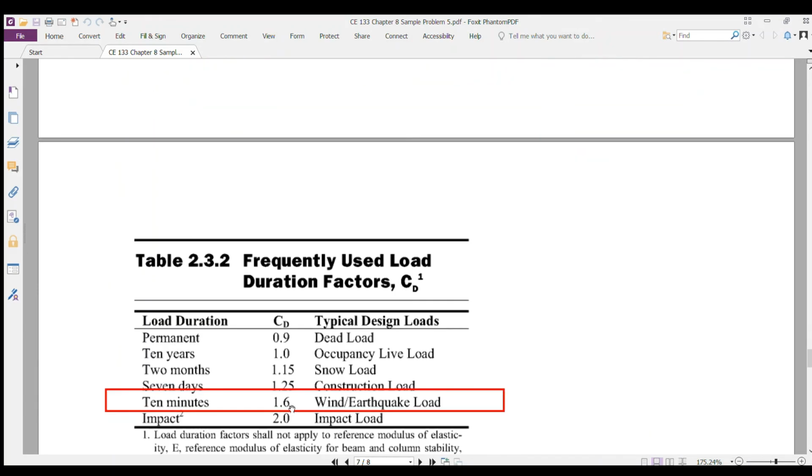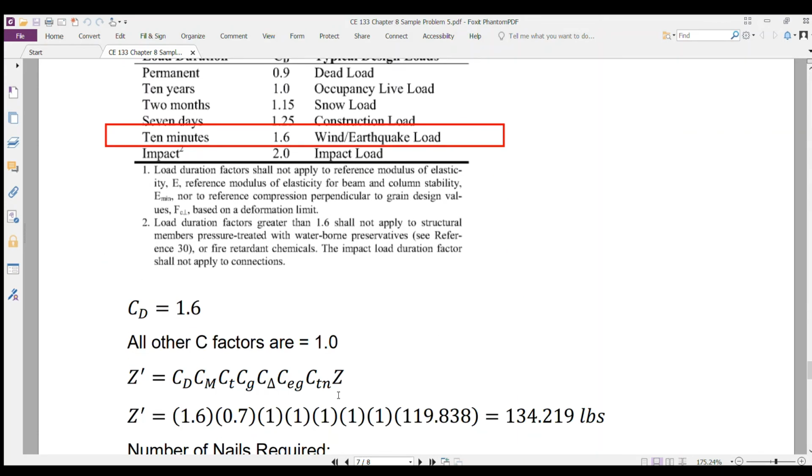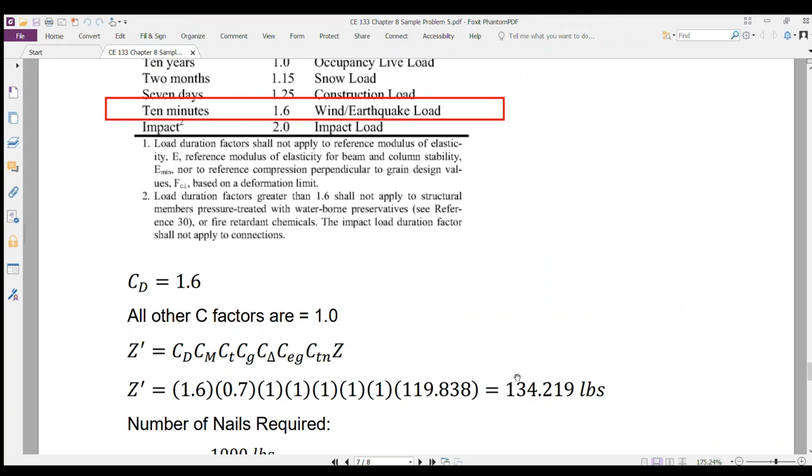Next, from table 2.3.2, we have the wind load, so we have the value of 1.6 for C sub D. All other factors are 1.0. Getting Z prime is equal to the adjustment factors multiplied by the base design value for the capacity of the fastener. So we have an adjusted value of 134.219 pounds.